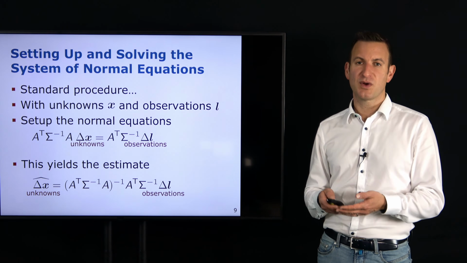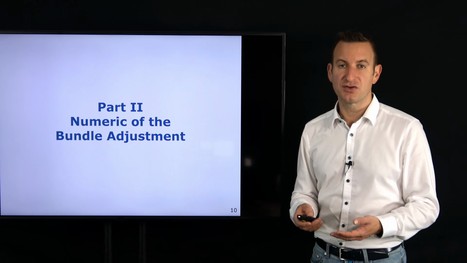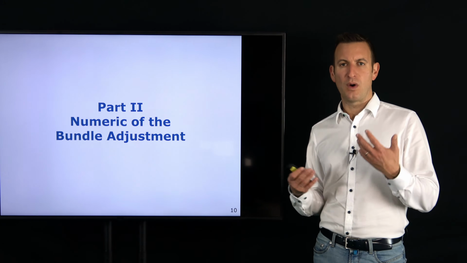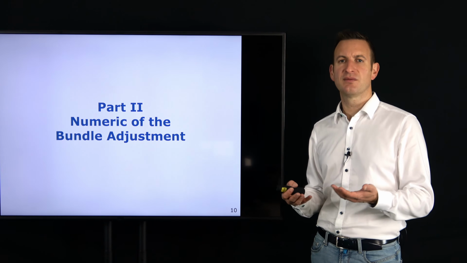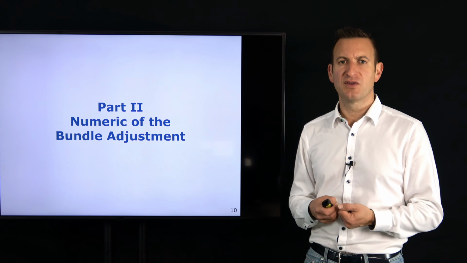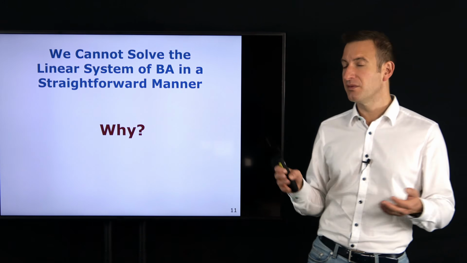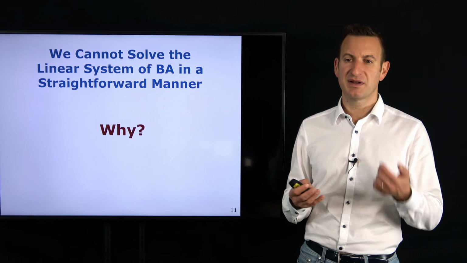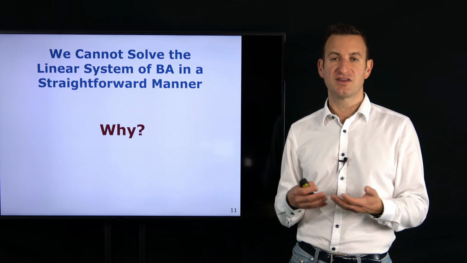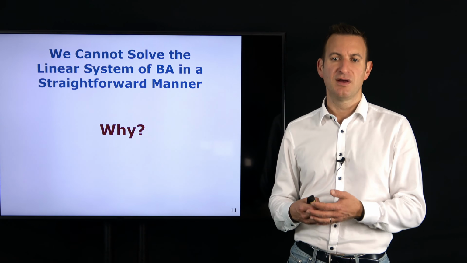This brings us to the question: how can I actually solve this? This is where this lecture starts, part 2 of the bundle adjustment lecture, looking at the numerics of the bundle adjustment problem. Why is it challenging to solve such a system, and what facts can we exploit when solving it in order to do this in an efficient manner? What we have seen last time in an example, but I can repeat in a second, is that we cannot solve the system of linear equations in a straightforward manner that pops out of bundle adjustment problems of a typical size. Why is this the case?